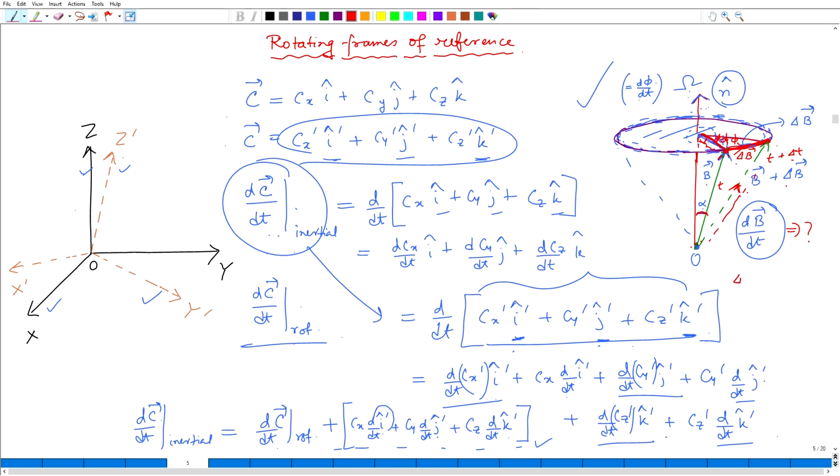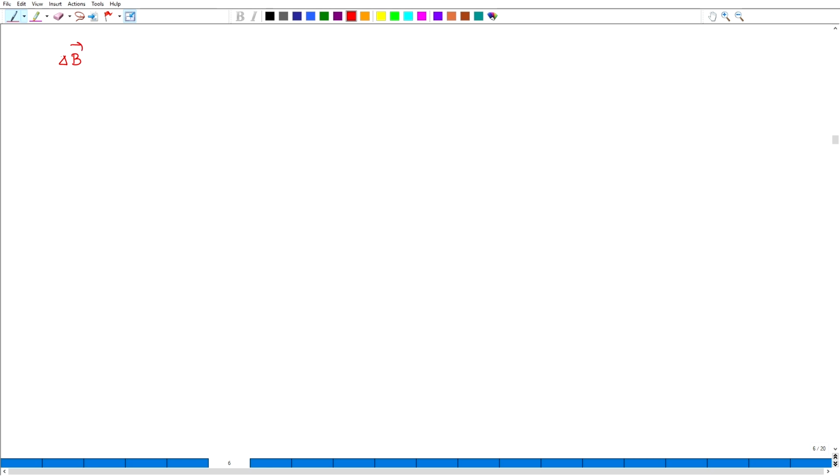So, I can write mod delta b is equal to b sin alpha times delta phi. Now, delta phi, from this definition, is nothing but omega delta t. If I have this, then delta b by delta t will be equal to simply b sin alpha omega.